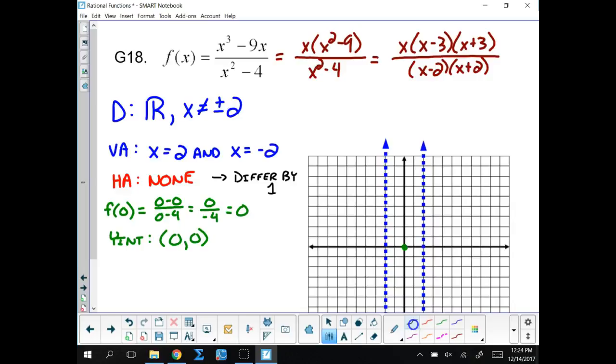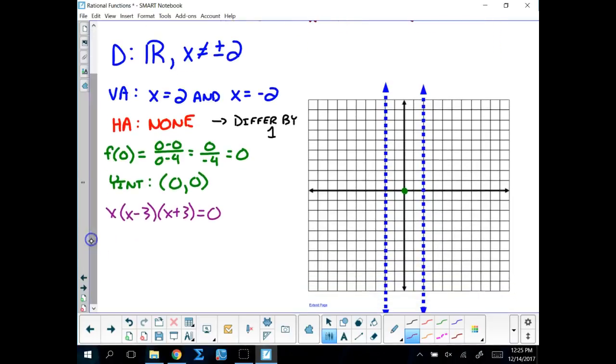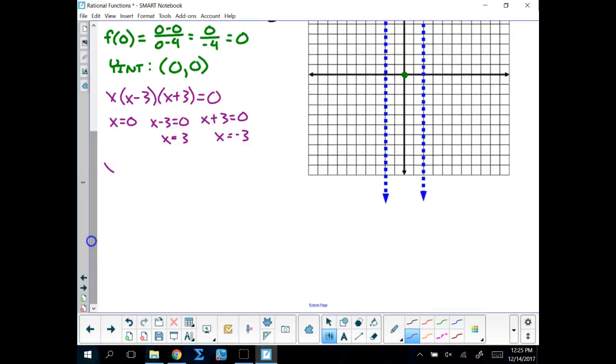Okay. X-intercept is next. What do I do for my x-intercept? Since we already factored it, I'm going to use the factored form and set it equal to 0. So that's going to tell me that x equals 0, that x minus 3 equals 0, and that x plus 3 equals 0. So that is going to tell me that I have 3 x-intercepts: the origin, which I already knew because that was my y-intercept, positive 3, 0, and negative 3, 0.